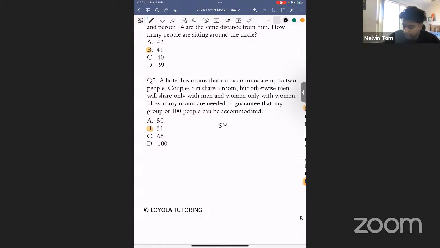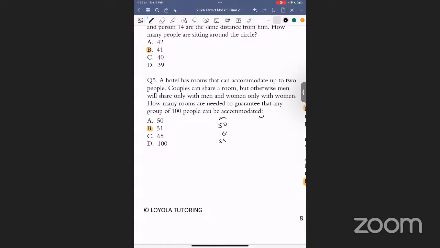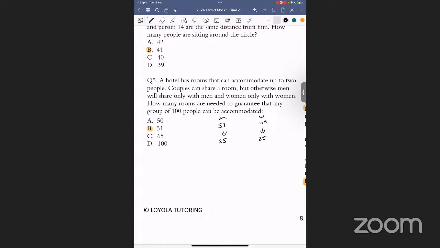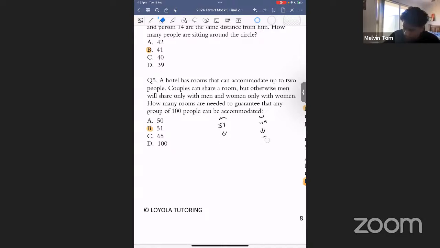For the 50 men, you would need how many rooms? 25. Good. And for the women, how many rooms would you need? 25. Good. So it's a perfect split. Now imagine you start changing things up. So let's just say you get something like 51 men, and then you get 49 women. Then the question is, how many rooms do they need?